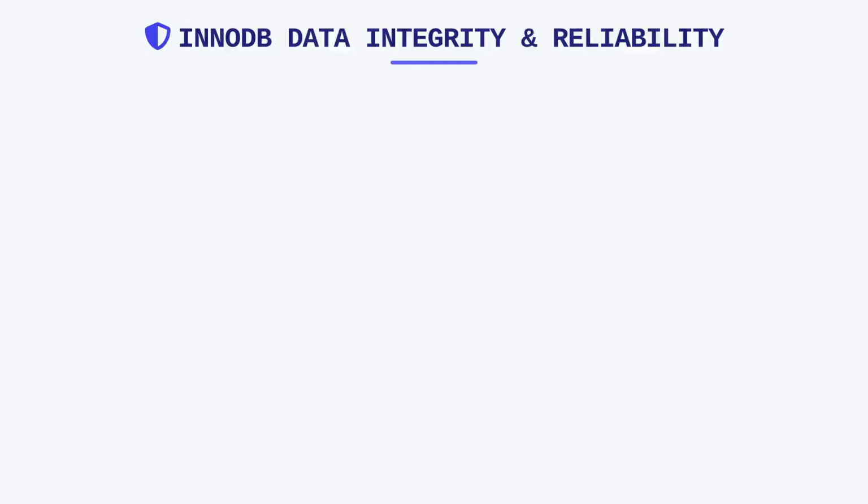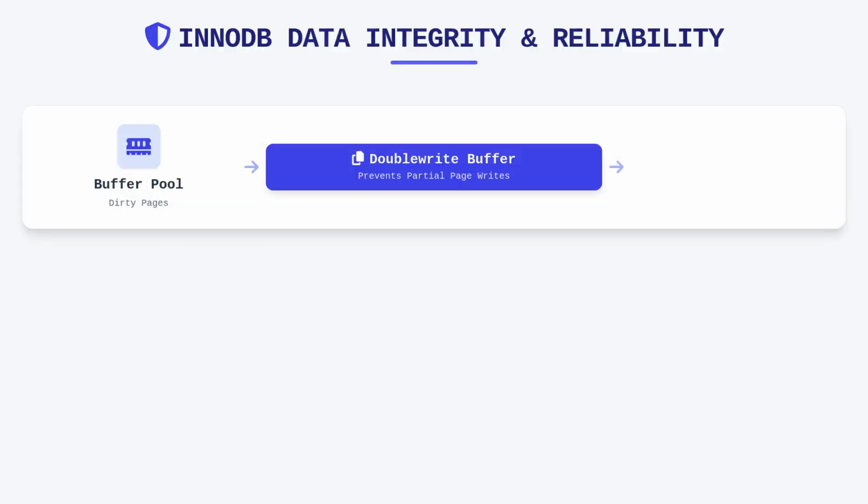To ensure data integrity during a system failure, InnoDB utilizes the double write buffer, which prevents partial page writes that could lead to corruption. When a page is flushed from the buffer pool, it is first written to a contiguous area of the system table space before being written to its actual location in the data files. This architectural choice acts as a safety net, allowing the engine to restore a valid page copy from the double write buffer if a crash occurs during a write operation.